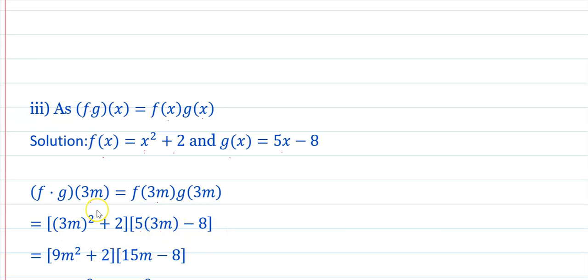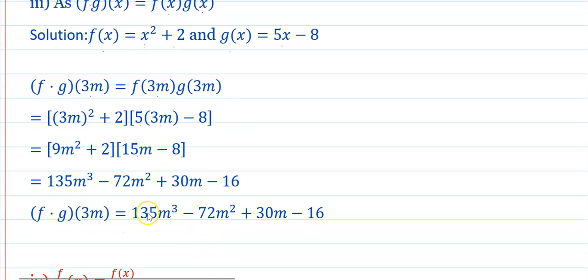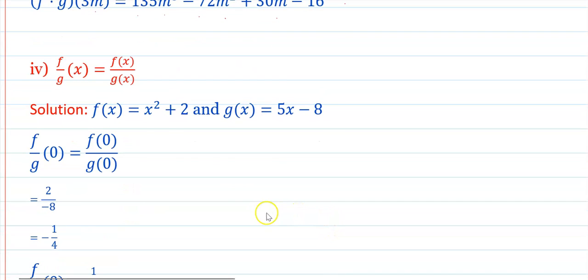Now simplify. (3m) square means what? 9m square plus 2. 5 into 3m means what? 15m minus 8, in this way. And there the simplification, the multiplication: 9m square into 15m, that is 135m cube. 9m square into minus 8, that is minus 72m square. 2 into 15m, that is 30m, and next is minus 16. And hence the value of (f dot g) of 3m is equal to 135m cube minus 72m square plus 30m minus 16.